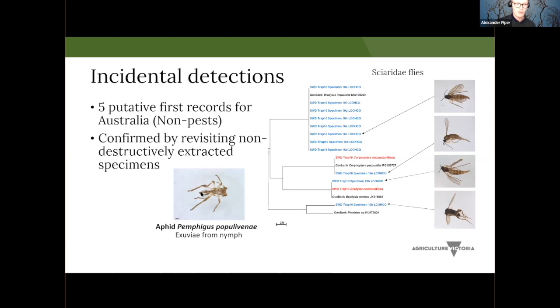And these were one aphid, Pemphigus populividae, and then 4 Scaridae flies. Because we used a non-destructive method, we were able to revisit our original samples, and our taxonomists could go through and pull out these specimens and confirm their identities using morphological features and DNA barcoding.